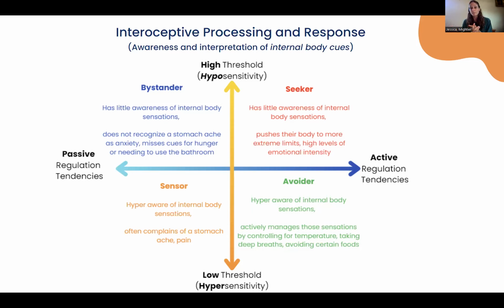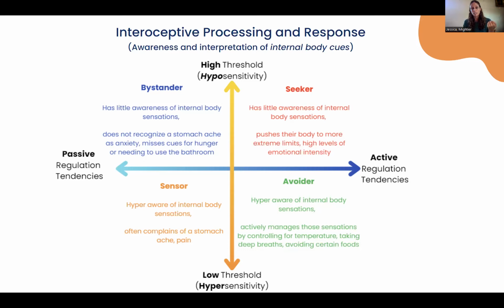This is different from our seeker, who again needs more of this and is hyposensitive to those internal cues. Therefore they're pushing their body a little more in order to get their fill. So this might look like the kid who seems to push their body to more extreme limits physically, or can sit at higher levels of emotional intensity. For example, anger doesn't necessarily feel good in your body, and you can feel it pretty intensely when you're angry. But this would be a child who seems to be able to get to higher and more intense levels of anger before it registers with them, right? Because they're not picking up on the cues as easily. The cues need to be more intense for them.